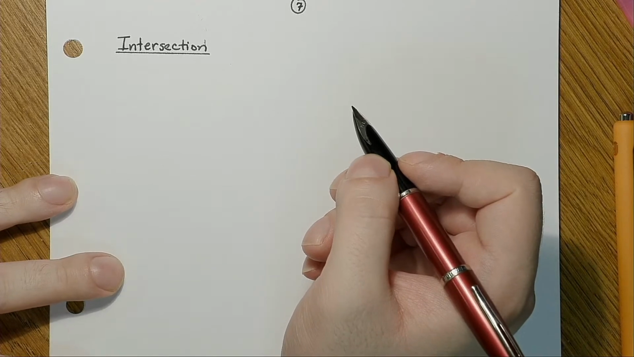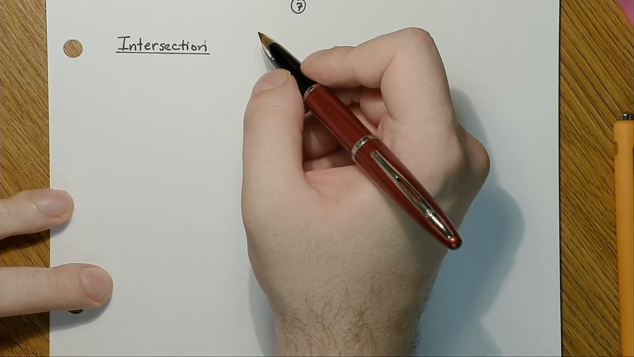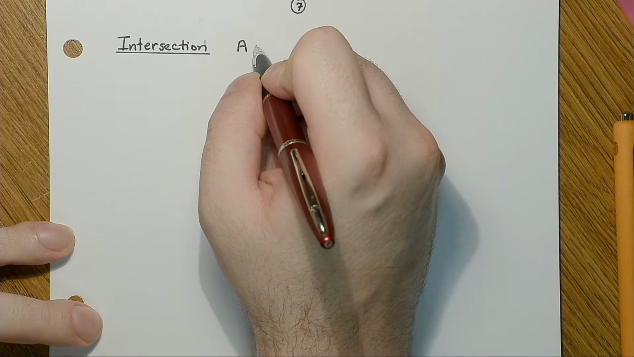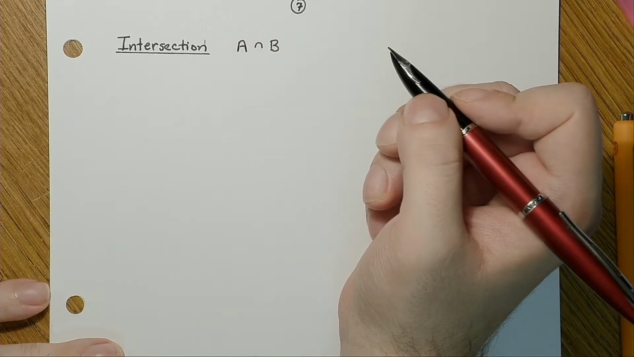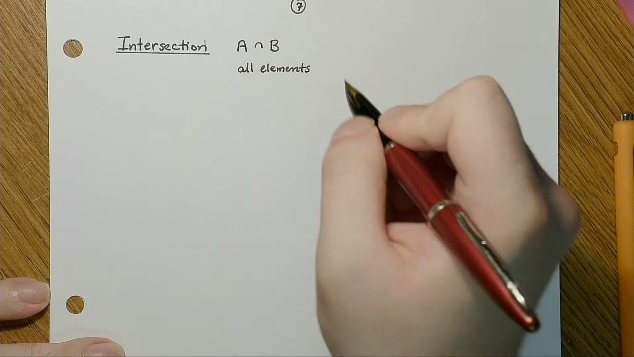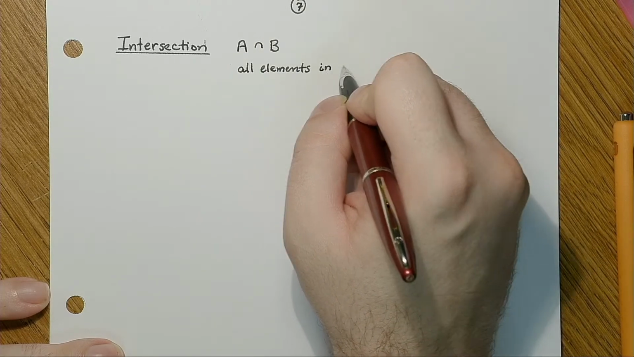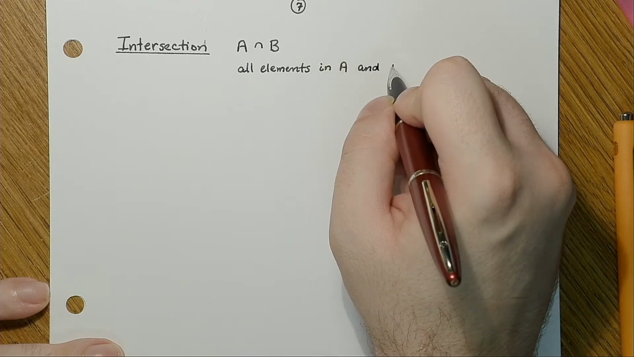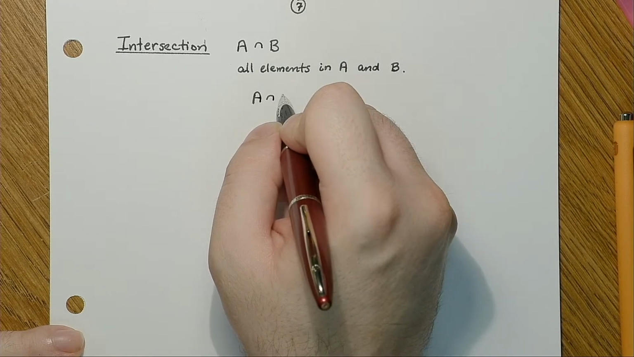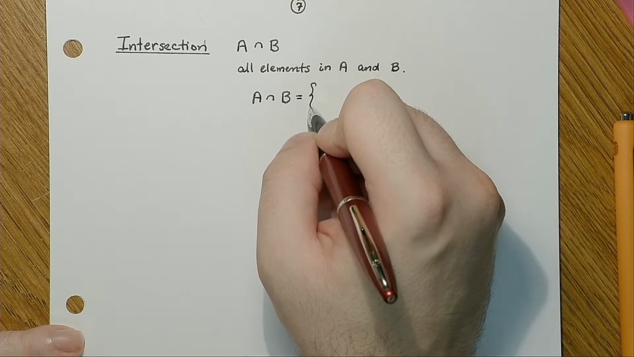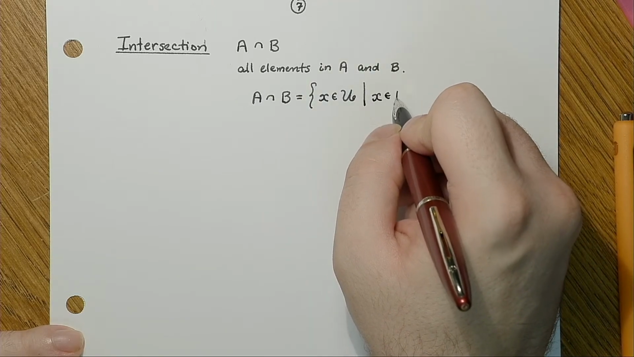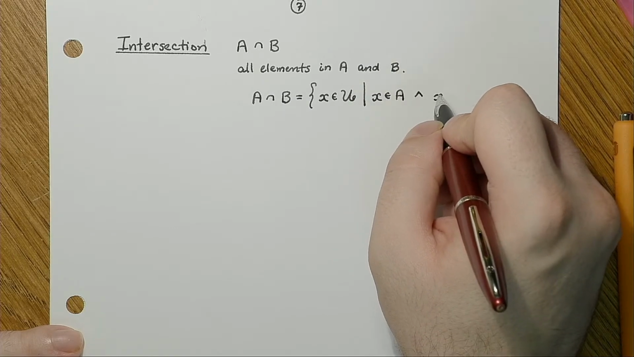Okay, so when we do the intersection, we'll do A intersect B. And so this is all the elements in A and B. So if I write this out as A intersect B, it's all the elements in the universe, in the universal set, such that the element is in A and is in B.